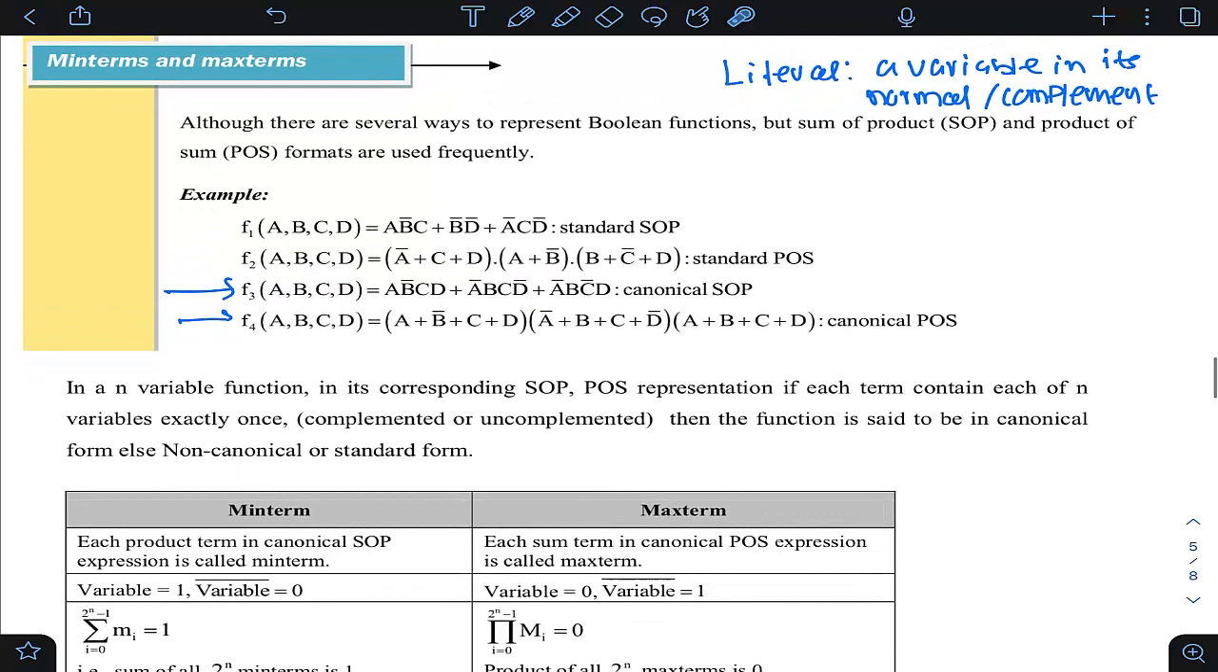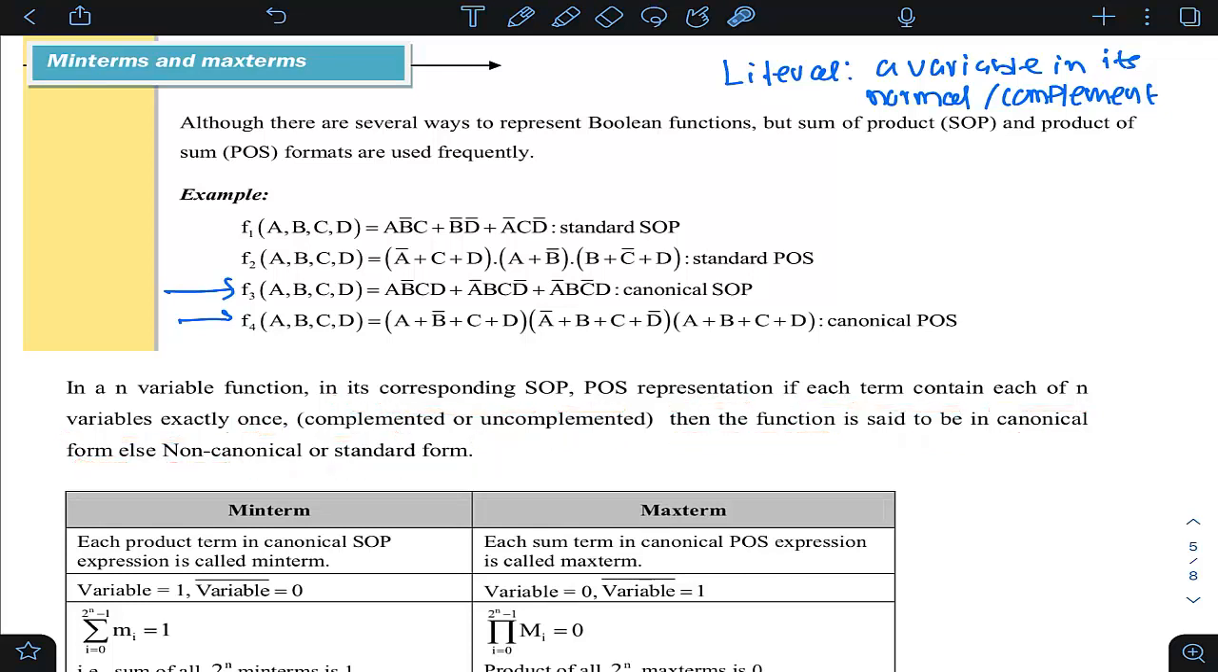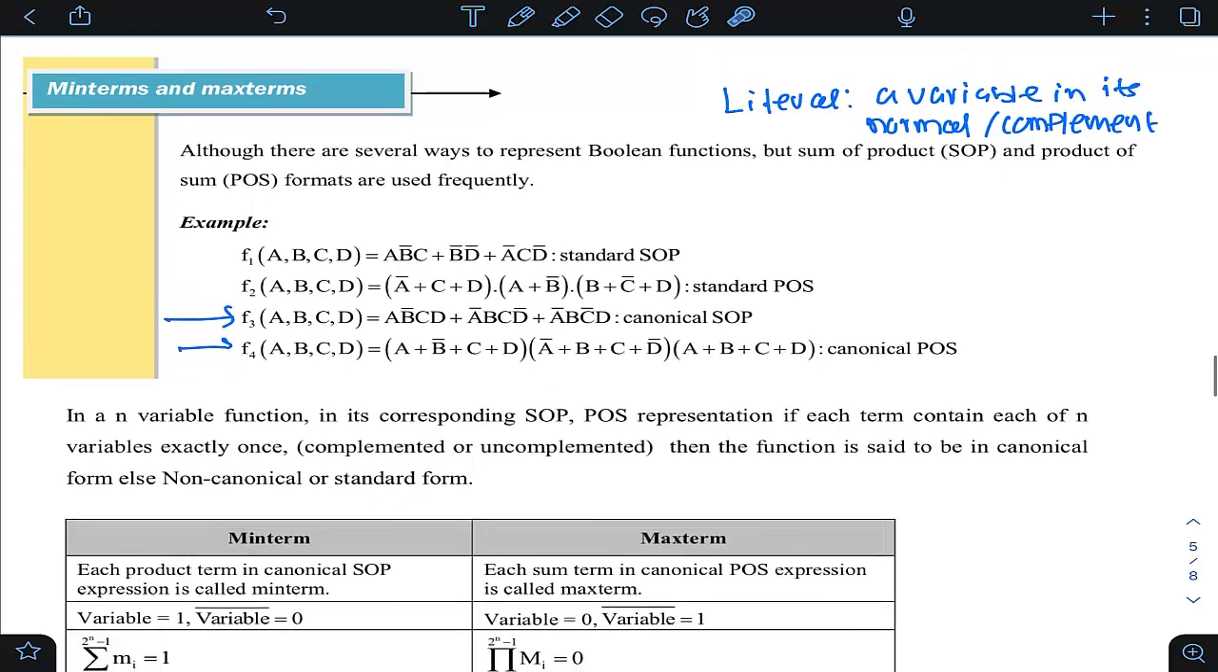So here is the definition. In an n variable function, in its corresponding SOP or POS representation, if each term contains each of the n variables exactly once, complemented or uncomplemented, then the function is said to be in canonical form, else non-canonical form or standard form. So non-canonical form and standard form mean the same. I hope you understood this, students.